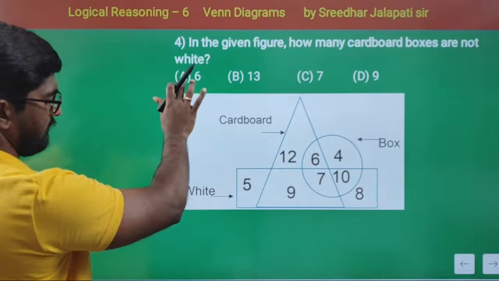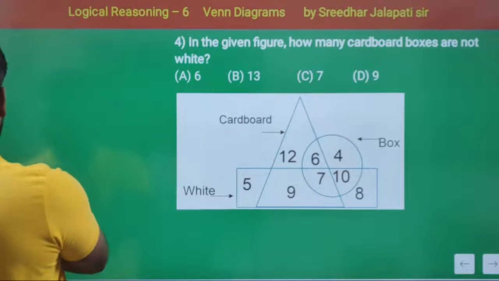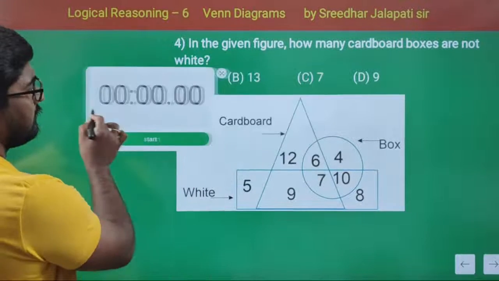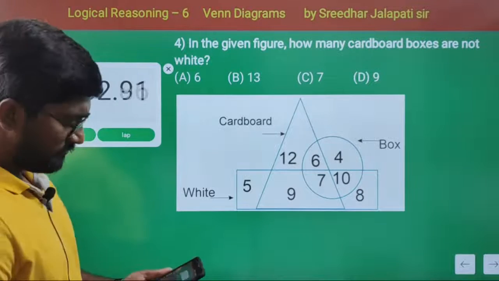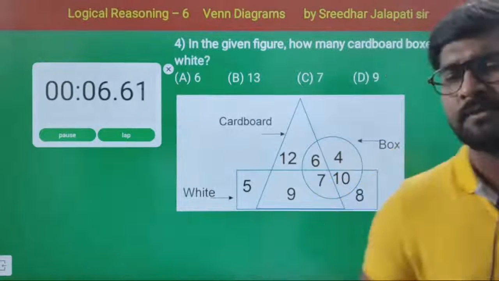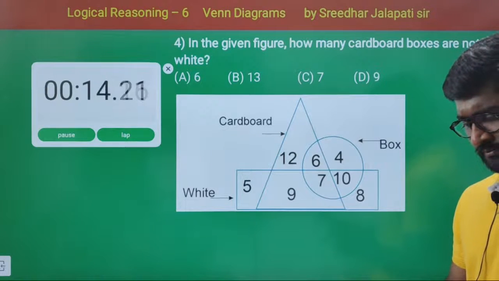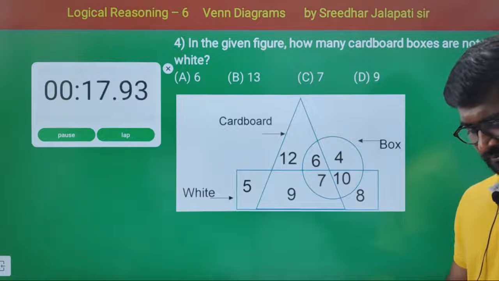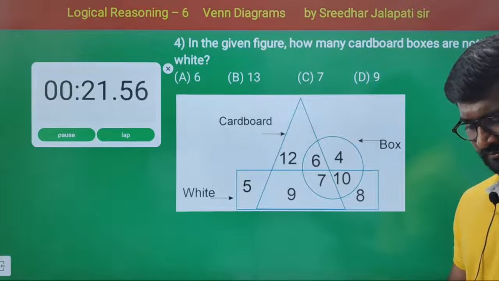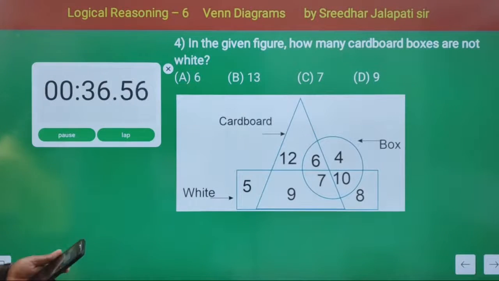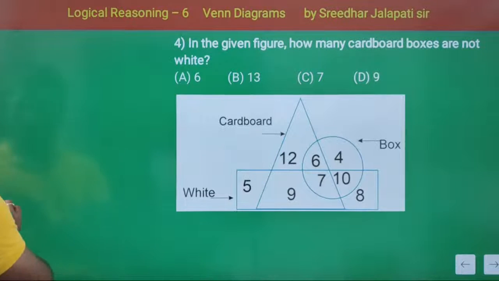Next one. What is your answer for this? Right. Let's see what is the answer for this question.